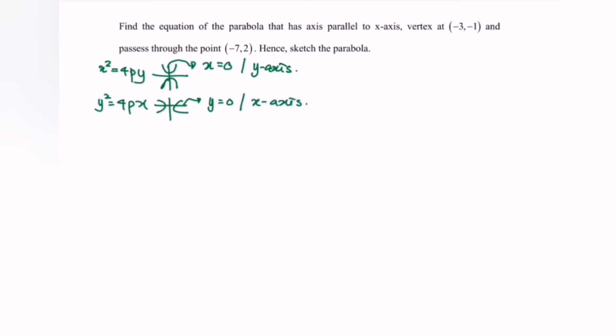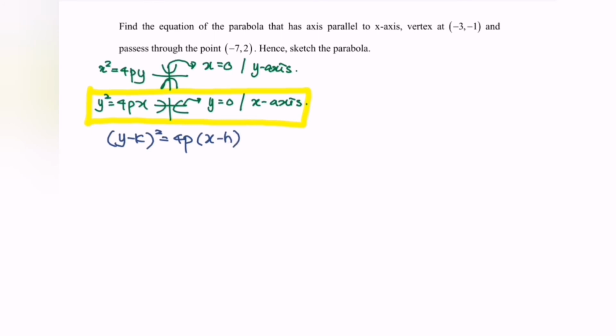So kindly refer to the question, the parabola that has the axis parallel to the x-axis. So that means this will be our answer. Kindly refer to the formula where we have (y minus k) squared equals 4p(x minus h). Next, kindly refer to the question, we have the vertex equals (-3, -1). So kindly substitute the vertex, and we have (y plus 1) squared equals 4p(x plus 3).